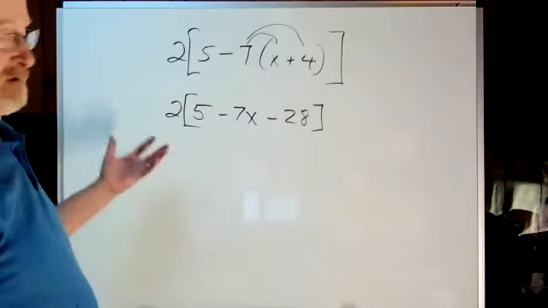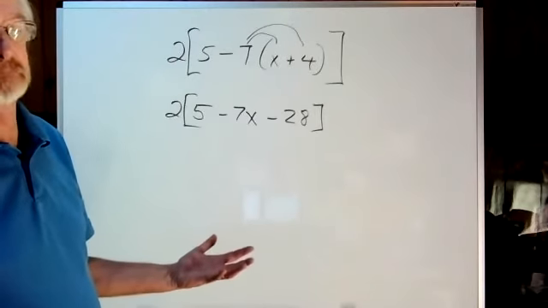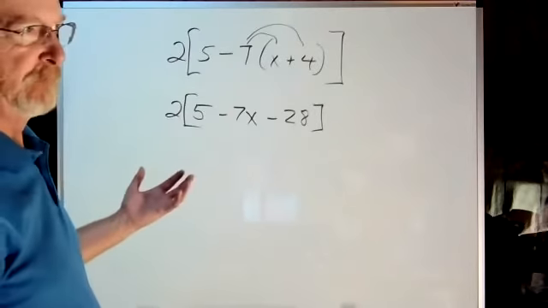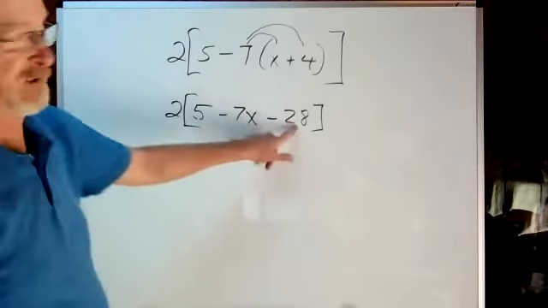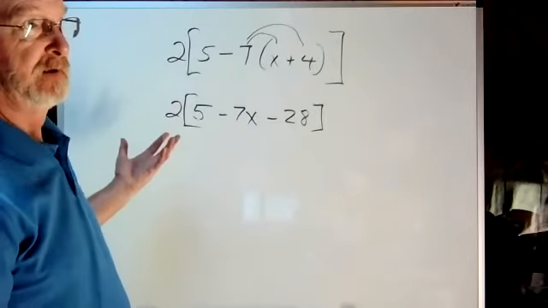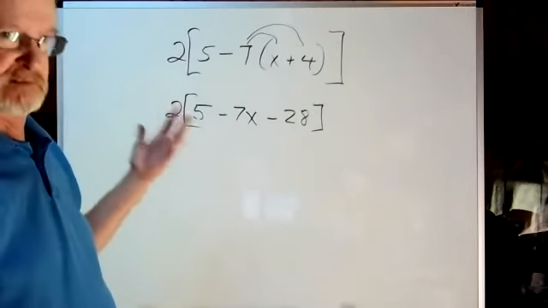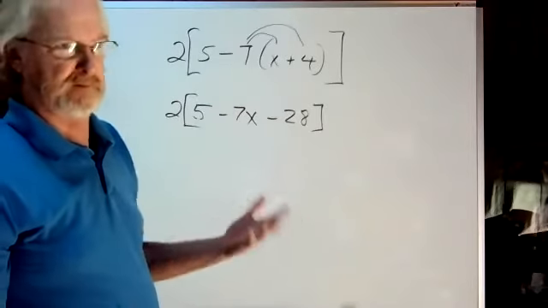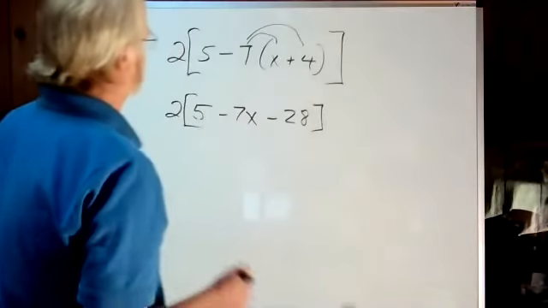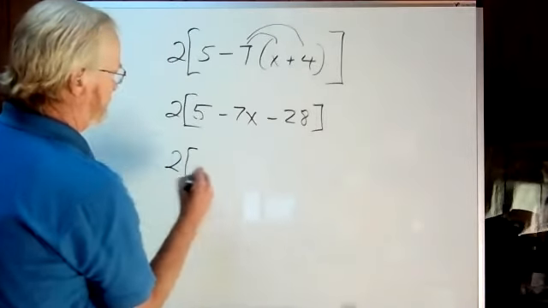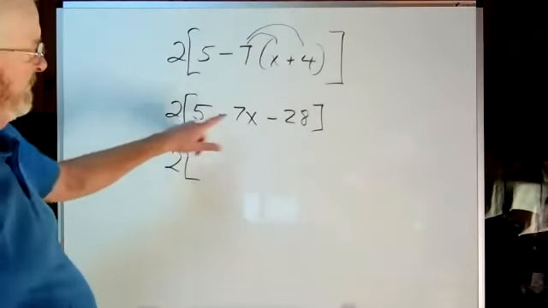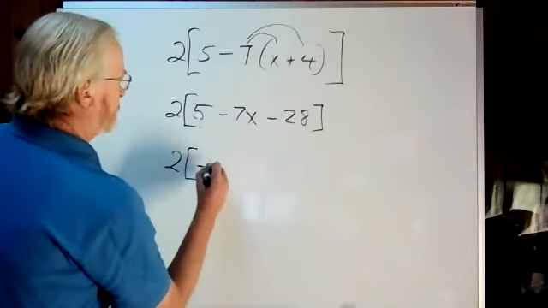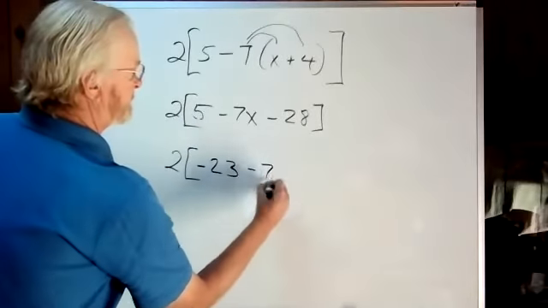Now it is true, this could just look like a distributive problem right now. I could do 2 of each of these numbers and get rid of the brackets. That's legal. That's the distributive property. But maybe you'd rather simplify inside the brackets, follow that order of operations rule. That's no problem. 2 times the constants, 5 and negative 28, negative 23. And I haven't touched the x's.